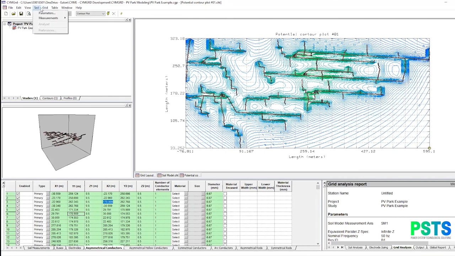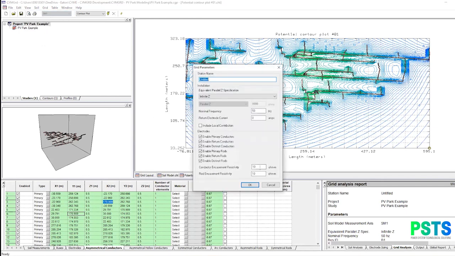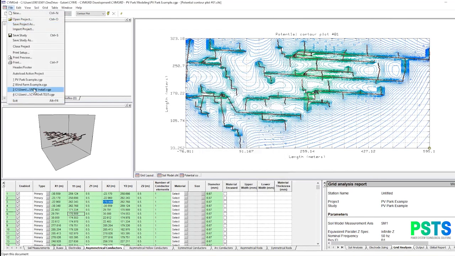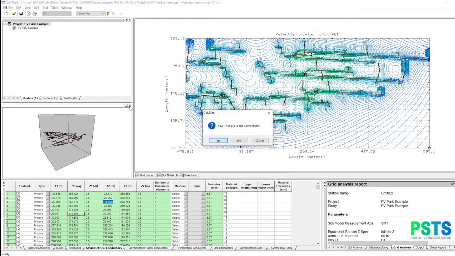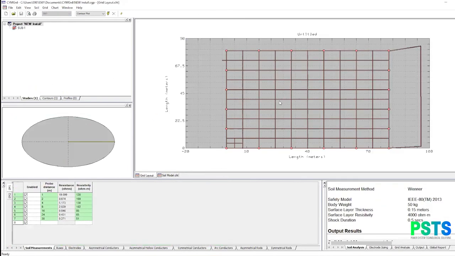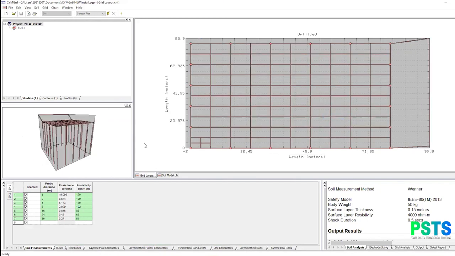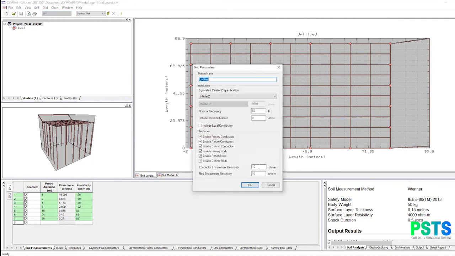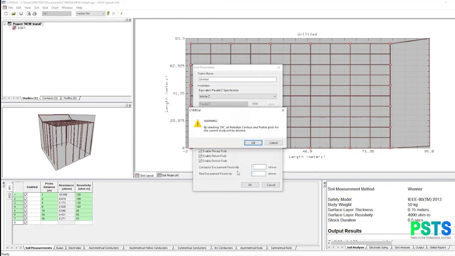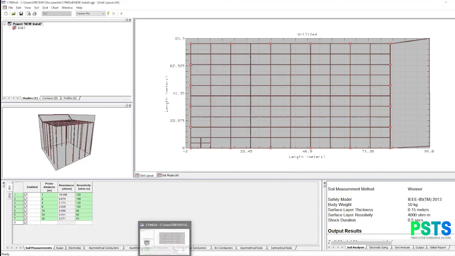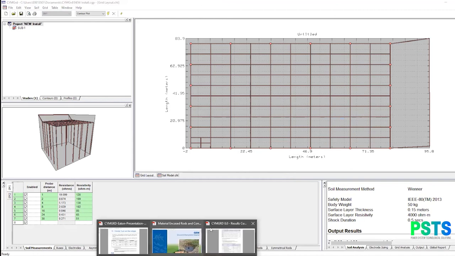Yeah, and in the grid parameters, you can specify conductor encasement resistivity. Let me go back to the old studies we had. So this is the case we built. And what we can do now, in the soil grid parameters, you can put this concrete encased material. It's 2 ohm meters normally. Actually, it sometimes could be as low as 1. Everything is going to be refreshed now. But this is what it does. This is what you mean.